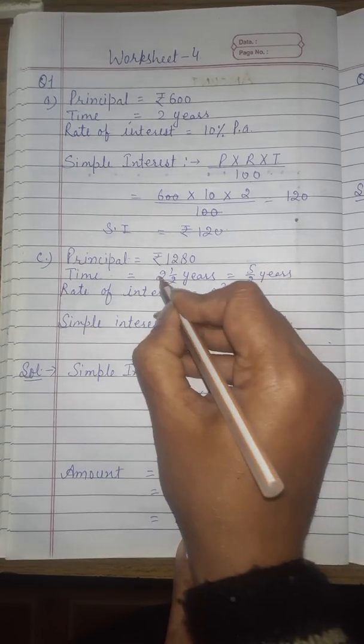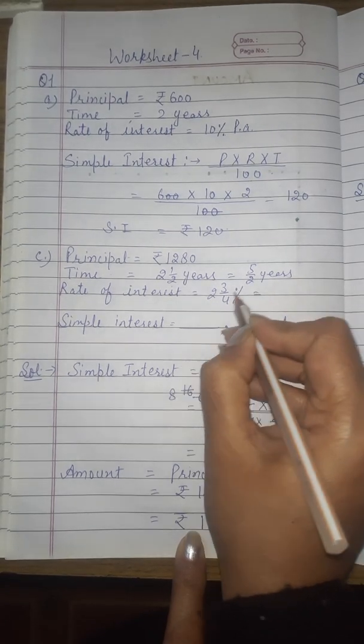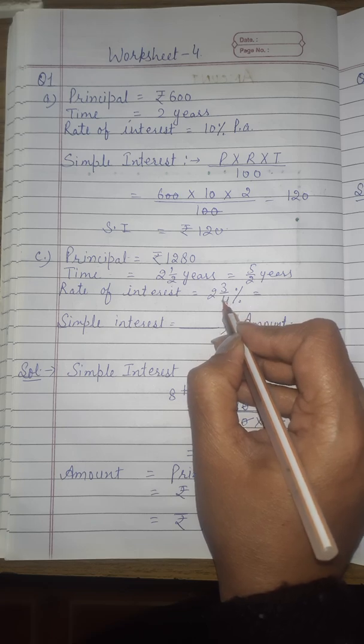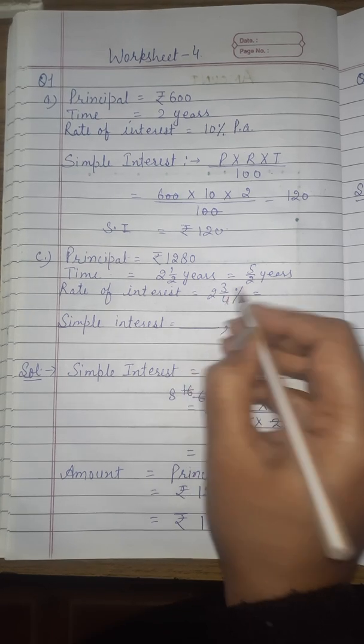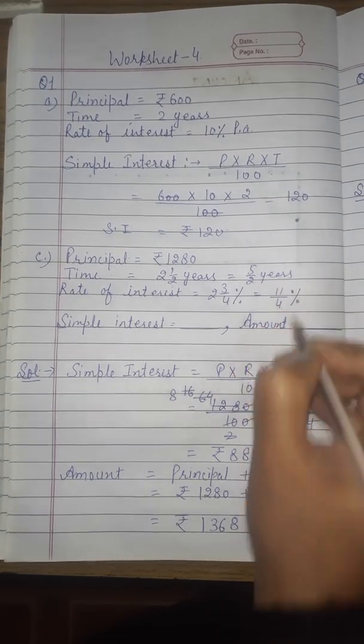Okay. 2 2s are 4, 4 plus 1 is 5, that is 5 upon 2 years. Similarly, the rate of interest is also a mixed number. We will convert it into an improper fraction. So 4 2s are 8 and 8 plus 3 is 11. It will be 11 upon 4%.